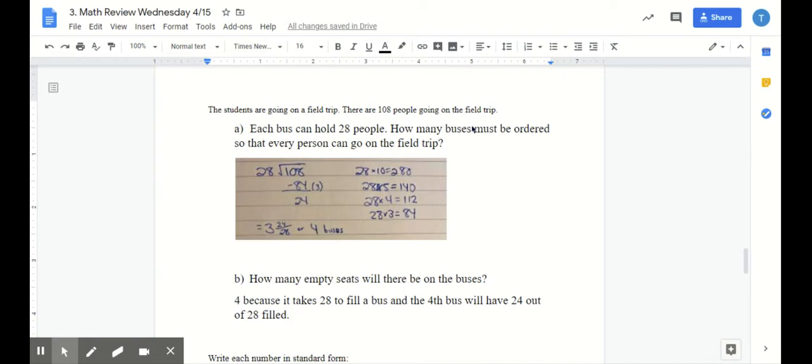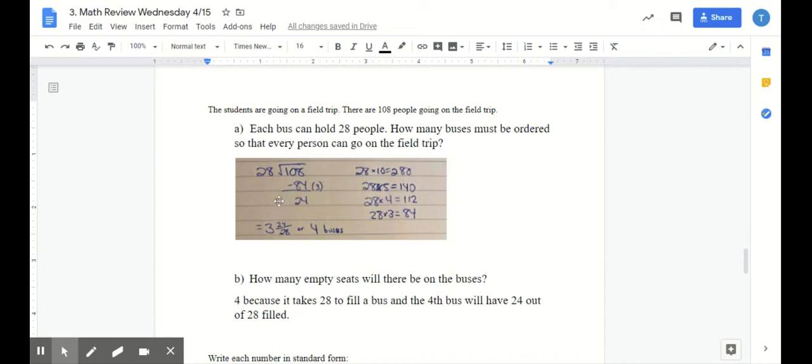So, in order for me to figure this out, I made sure to make a multiples list. At first, I did 28 times 10 and it was 280. I realized that that was entirely too high for what my dividend was, which is 108. Then I did 28 times 5, which is 140. Still realized that's too much more than what I have, which is 108 students or people. And then I did 28 times 4, which is 112, still too high. And then I did 28 times 3, which got me to 84.